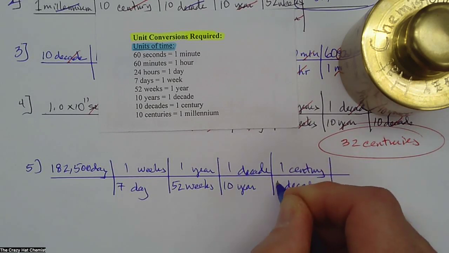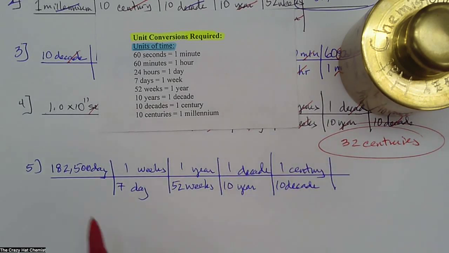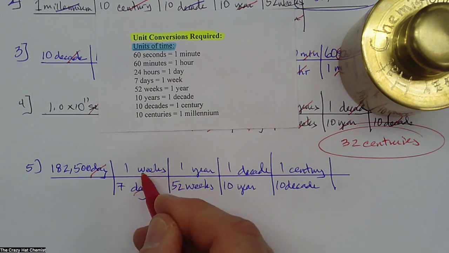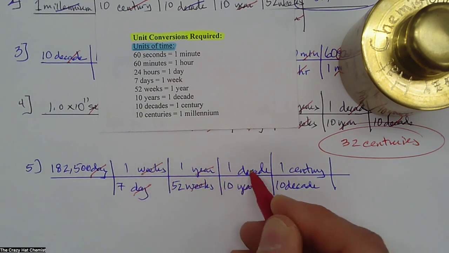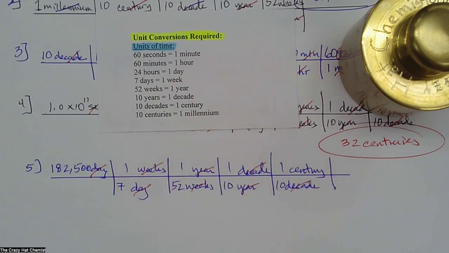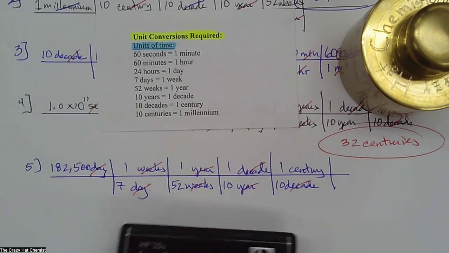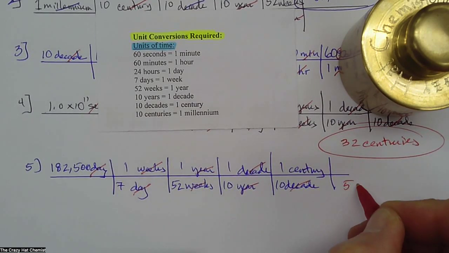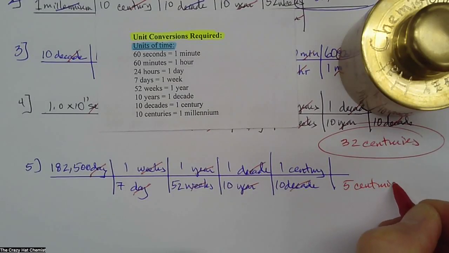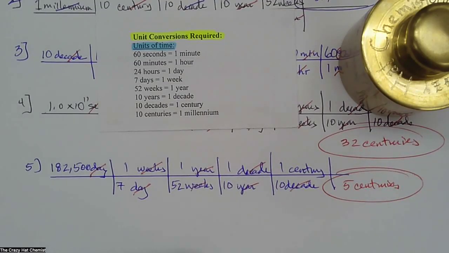For every 1 century, there are 10 decades. And again, the reason we're doing it is so that the units cancel: days, weeks, years, decades, and I'm going to have centuries. So I'm going to take my 182,500, and I'm going to divide by 7, divide by 52, divide by 10, and divide by 10 again. And I'm going to have a whopping 5 centuries. That's our answer right there.